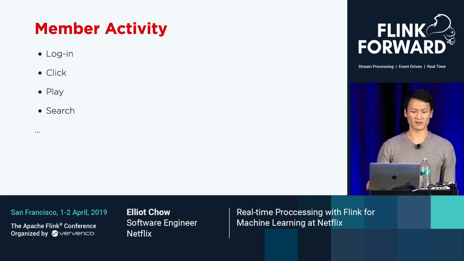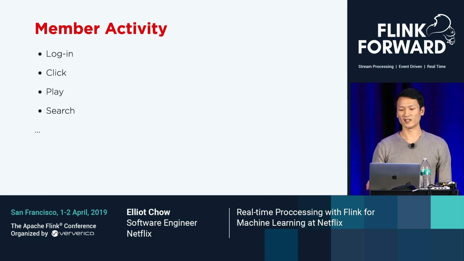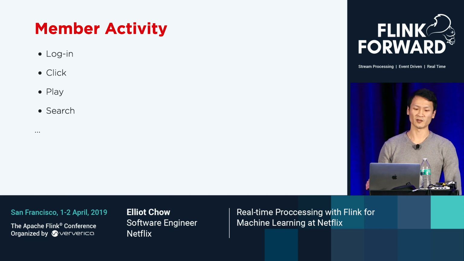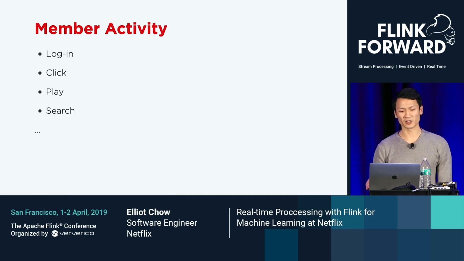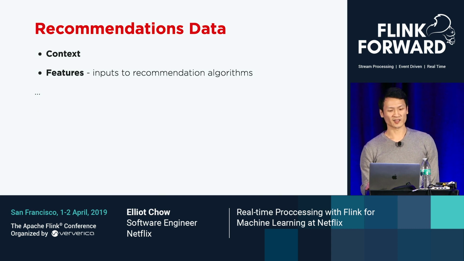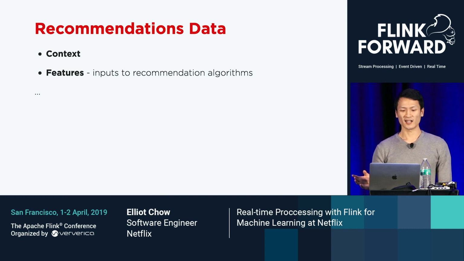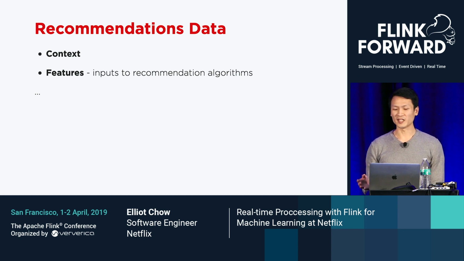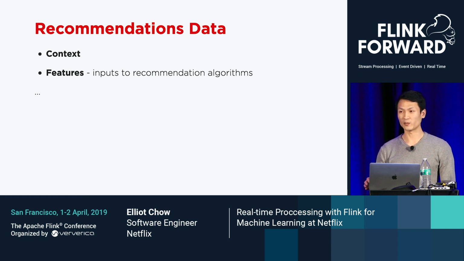We also have member activity, which is anything that a member does to interact with the experience. This includes logging in, clicking on a show, playing the show, searching, and so on and so forth. We also have what I'll just call recommendations data. This is anything that's related to the machine learning model and recommendations. Two of the main things that we're interested in are context, which describes what the recommendation is tailored for, and features. These are the inputs to the recommendation algorithms.